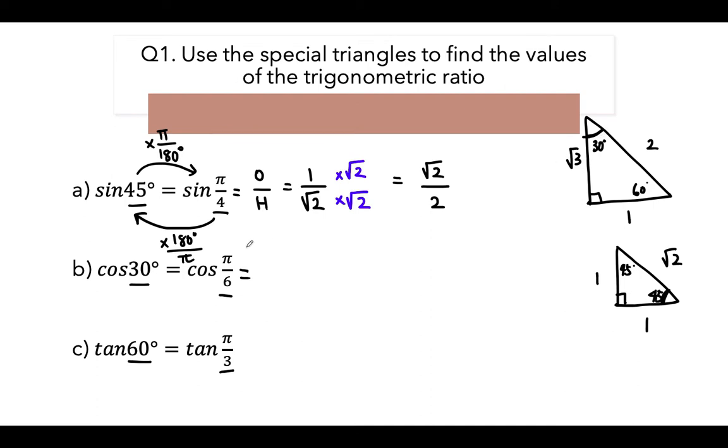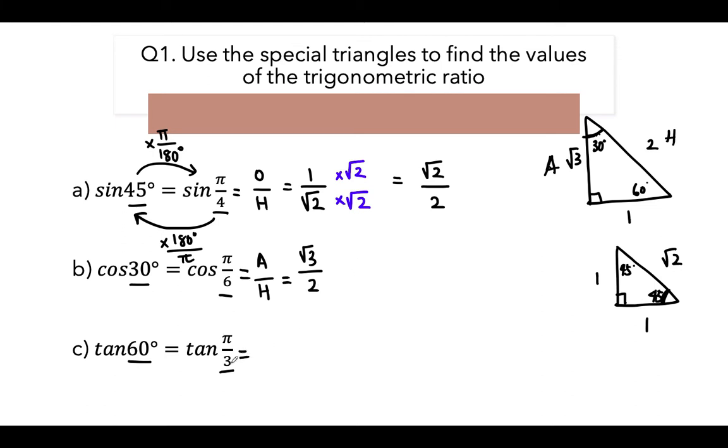And cosine is adjacent over hypotenuse. So from my starting angle, adjacent is over here. And hypotenuse is 2, the longest length that is opposite from the 90 degree. So that means it's going to be 3 square root 3 over 2. And now I don't have to rationalize it because 2 is a whole number in the denominator.